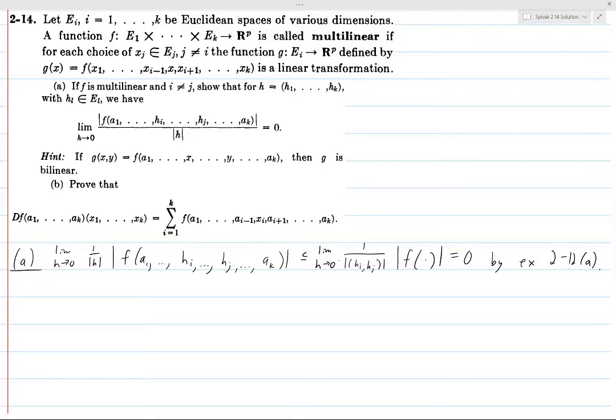Okay, so that's pretty straightforward. I left out a couple details about the Euclidean space thing and stuff, and you can go back and fill in the details if you want, but I think this is sufficient. I think anyone reading this will understand that that's all fine.